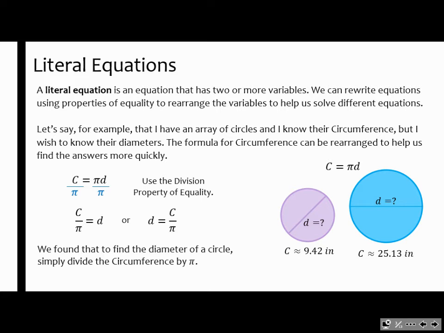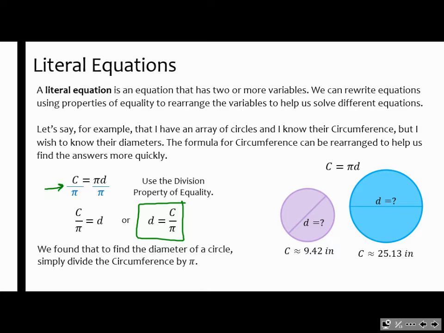If I want to solve for the diameter, I can simply use the division property of equality and divide through by pi. Pi over pi is 1 whole, and so you're left with the diameter isolated. On the other side, circumference divided by pi. So we have come up with a formula to find diameters knowing a circumference.